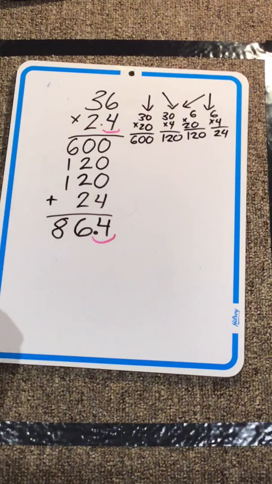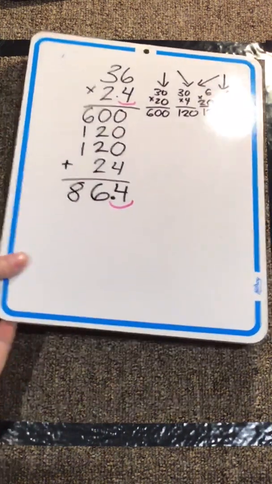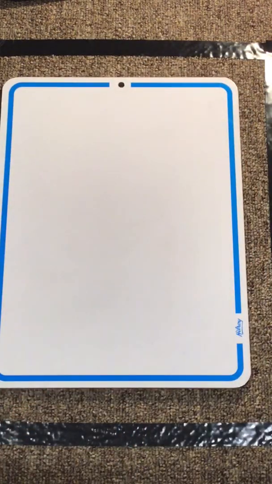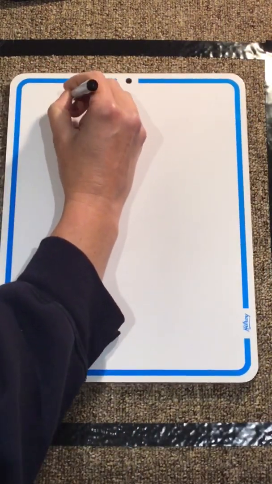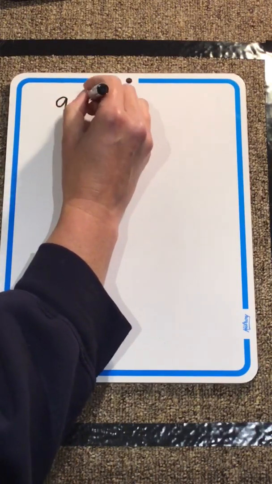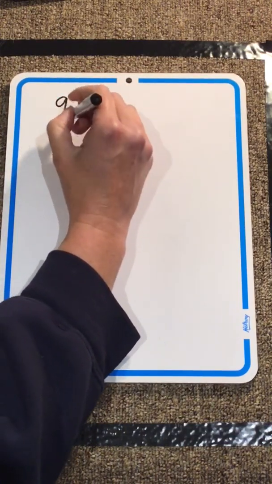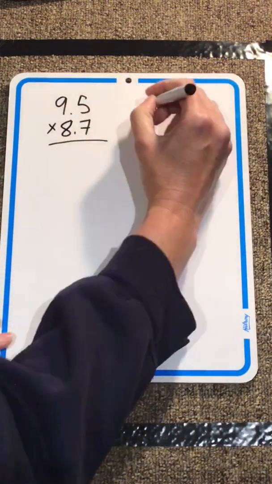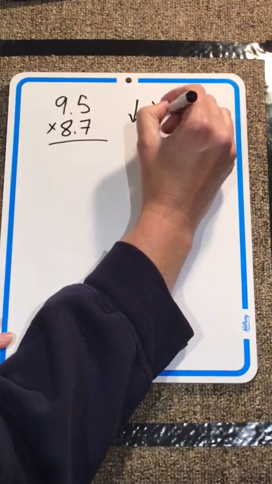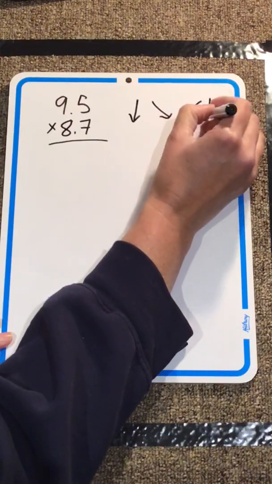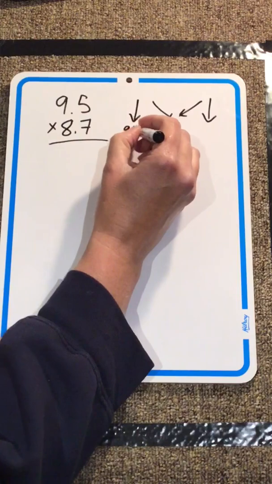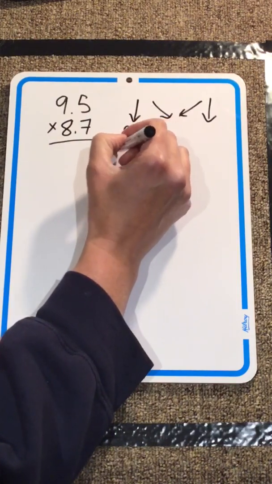Okay, hopefully this is starting to make sense. Let's try one more together. What if we have 9.5 times 8.7? Okay. Straight down, 90 times 80.